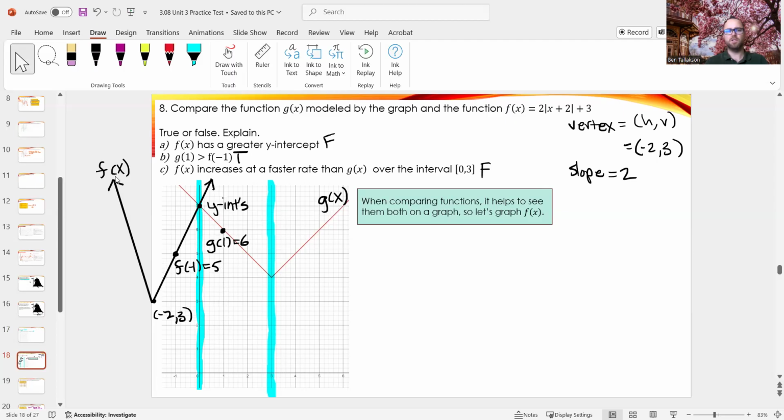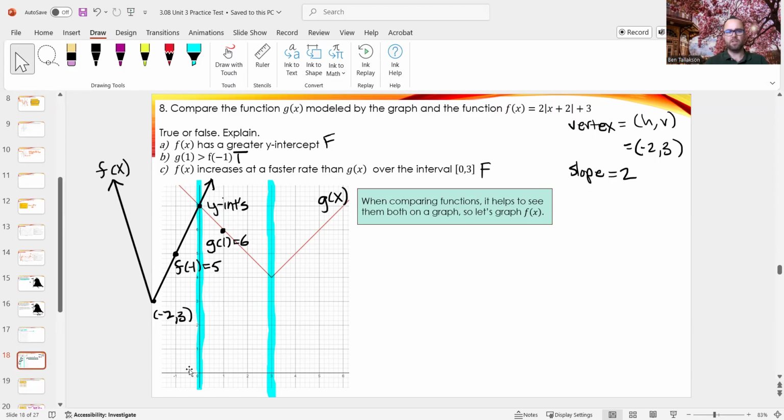F of x function is here. F of negative 1, here's negative 1, is 5, because when x is negative 1, y is 5. So is g of 1 greater than f of negative 1? Absolutely. 6 is greater than 5. True.